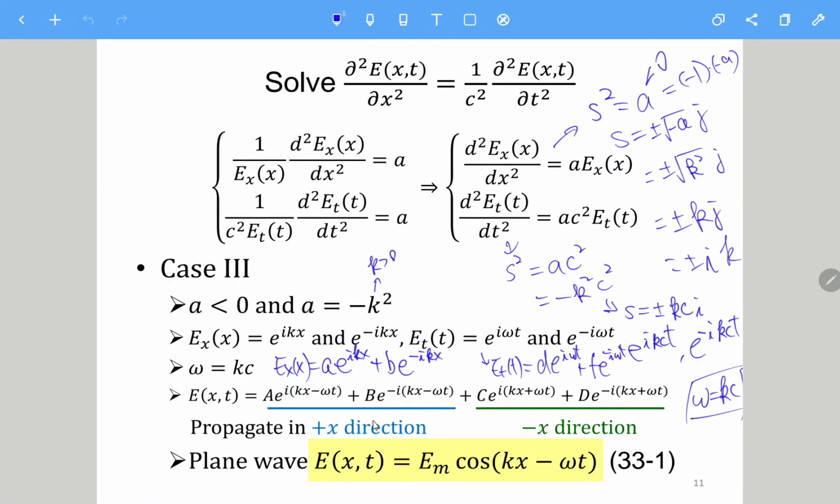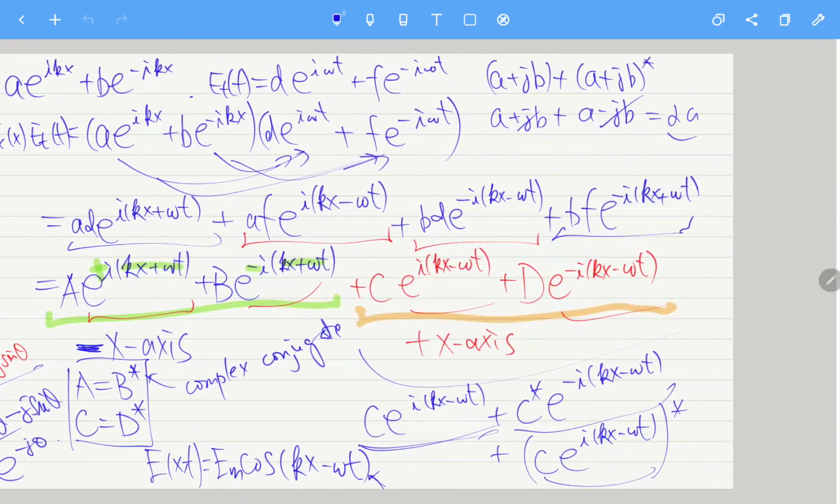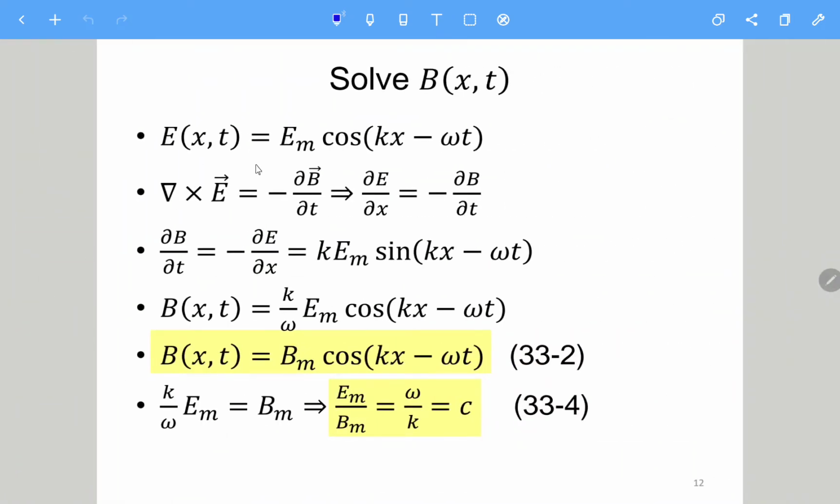So we can actually get this expression by having A equals the complex conjugate of B, and then C equals the complex conjugate of D. We can get this expression. And similarly, we can solve for this one, or we can directly go from the Laplacian of B equals 1 over c squared, the second partial derivative of B with respect to t, like this. And then we try to solve this one again, we can get this one.